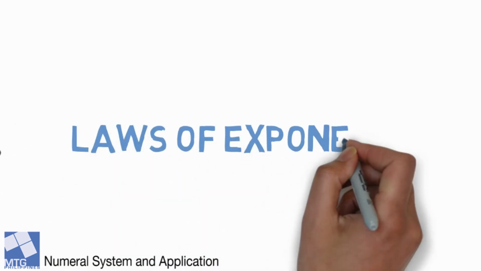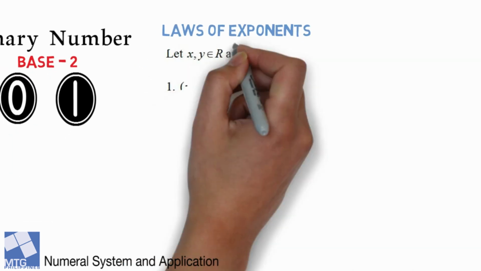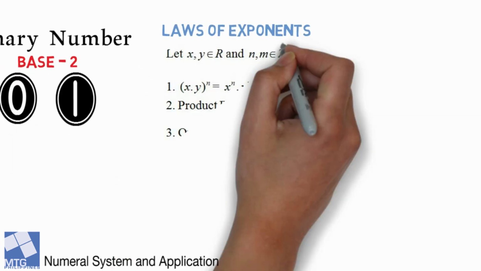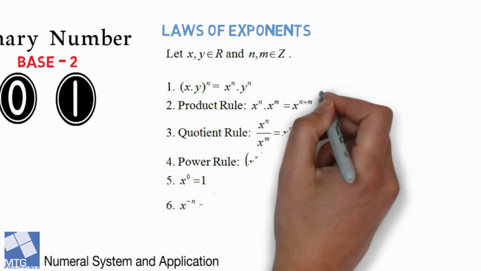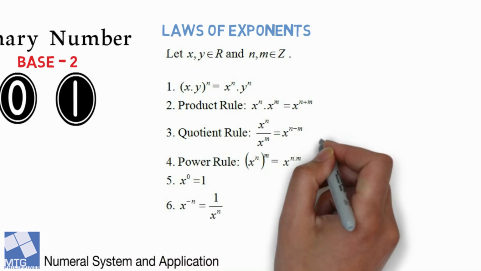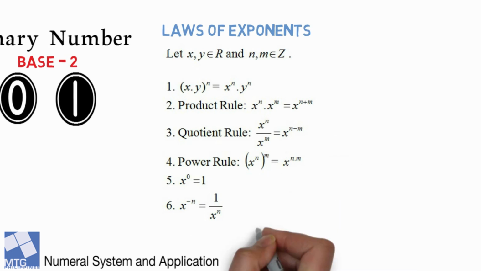Let us recall the different rules of exponents. First, we are going to assume that x and y are elements of the set of real numbers, and n and m are elements of the set of integers. First rule: the nth power of the product of x and y is simply equal to x raised to n times y raised to n.